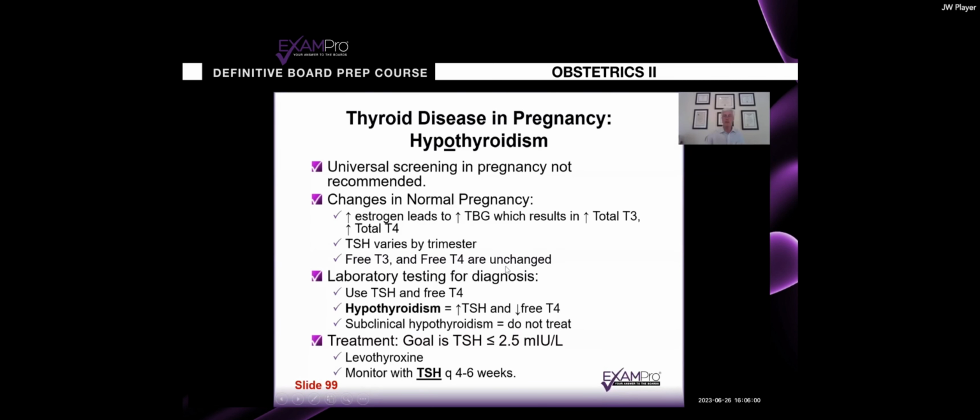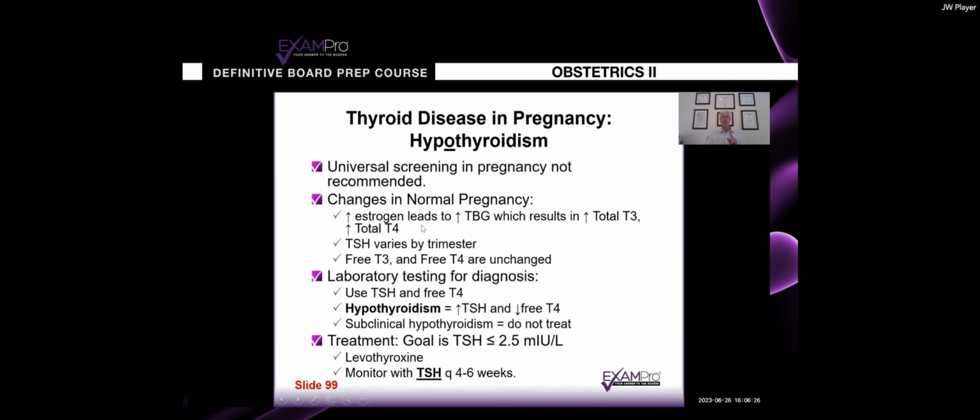Now, onto thyroid disease in pregnancy. I think there are a couple of important things on this slide that you might want to bring up in the exam about how the changes in pregnancy lead to an increase in thyroid binding globulin. So we get increases in total T3 and total T4, and our free levels, because there's more binding, can be decreased a little bit, but they're usually unchanged.